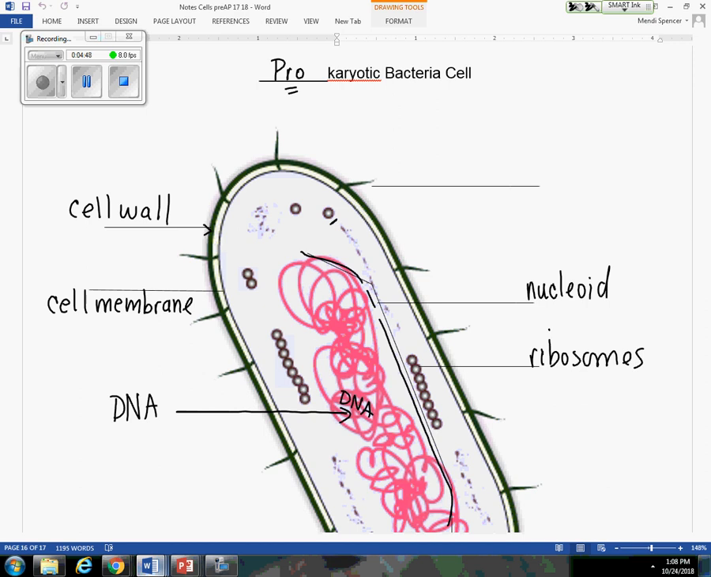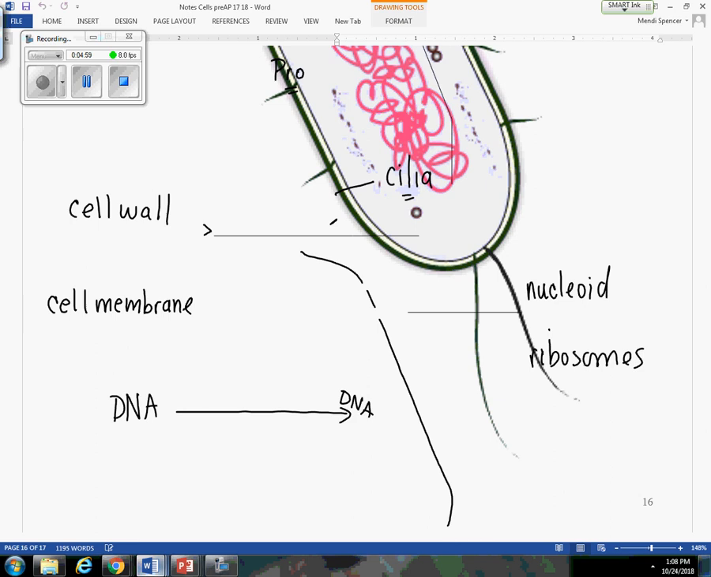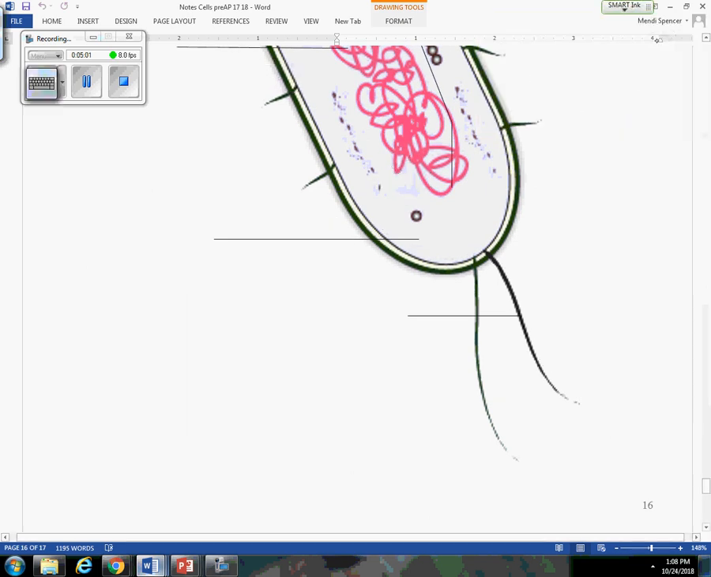Remember the short structures that can help the cell move around are called cilia, and you might remember cilia is a short word. So it's the short structures, whereas flagella is a longer word, so it's going to be the structures here to help move that are longer. They look more like long tails, would be the flagella.